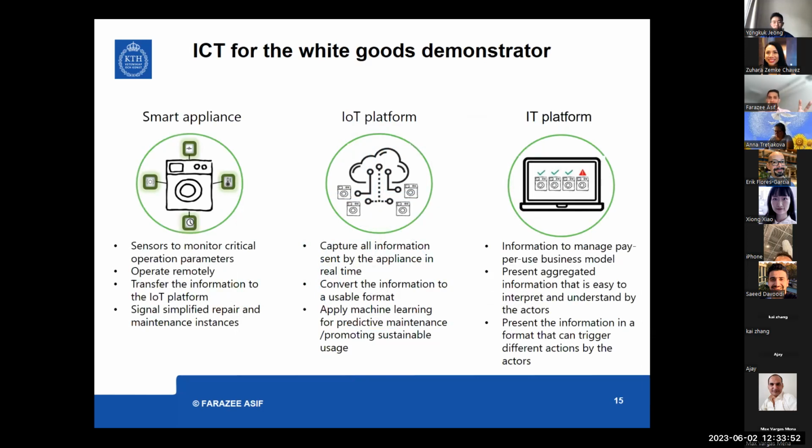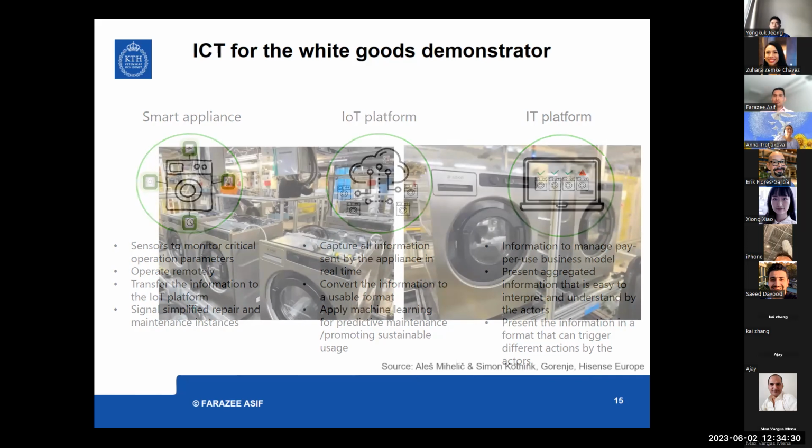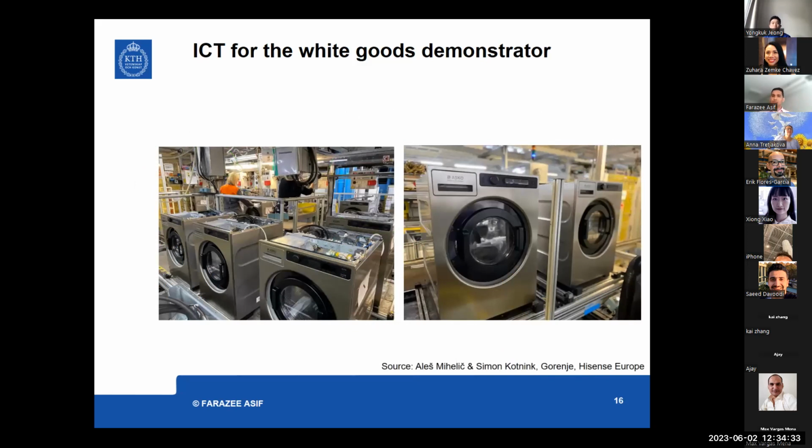So just to highlight, the smart machine that was developed is sensor enabled. It can be operated remotely and monitored remotely. It is also capable of transferring the information to the IoT platform, and of course signals simplified repair and maintenance instances. The IoT platform takes this information, processes it, converts it to some sort of usable form, and then makes it available. And the IoT platform is the gateway where the users can read that information and act upon it. So this is just a screenshot taken from the production line where these smart machines were developed.